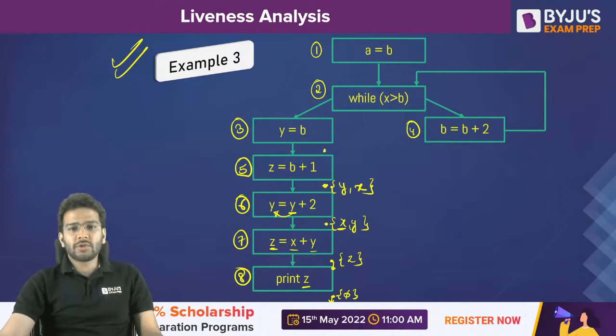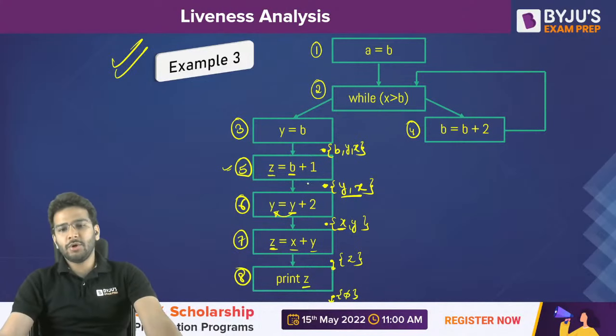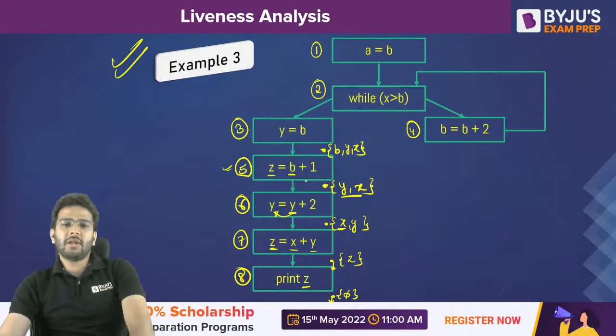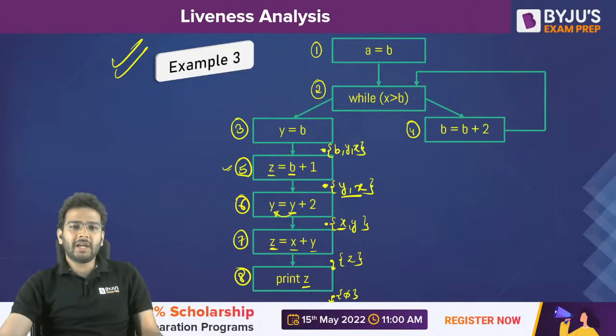Now, if you see this one at the inset of the fifth statement, here we are writing into Z. So Z cannot be your live variable at this point in the program. But yes, B will be your live variable because we are reading the value of B. Also Y comma X that we are getting from downwards, so we are going to write that as well as our live variable. So here B, Y, X is our live variable present at the inset of the fifth block. Clear so far?